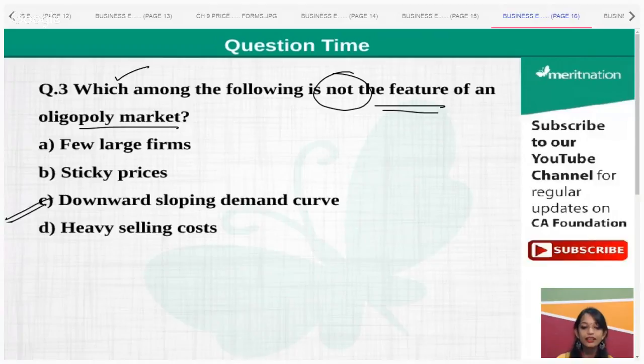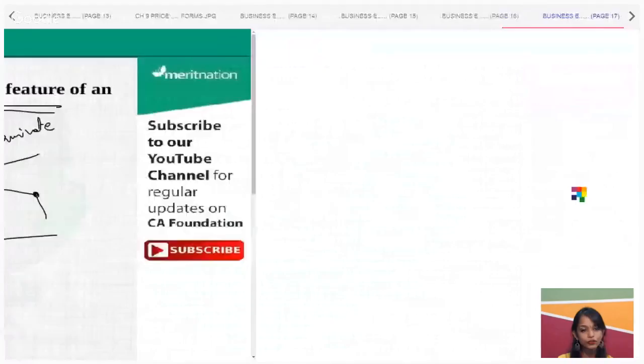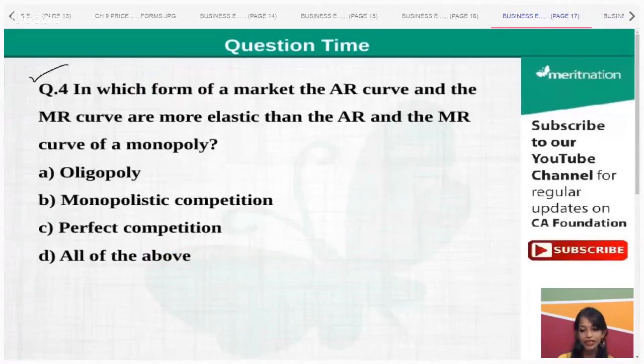C, because the oligopoly market has an indeterminate demand curve, right? It's an indeterminate demand curve, or we say a kind of kinked-shaped demand curve, right? Exactly, Tushar. Very good. Absolutely correct, guys. Awesome. Yes, it's an indeterminate or a kinked-shaped demand curve, we say. Exactly, Komal. That's why this is not the correct feature of an oligopoly market. Okay, great. Awesome, guys. Next question.